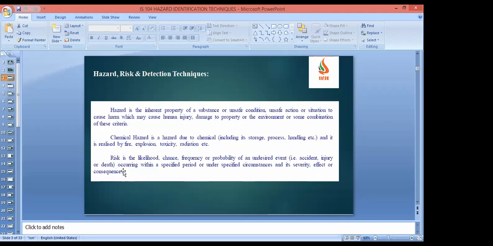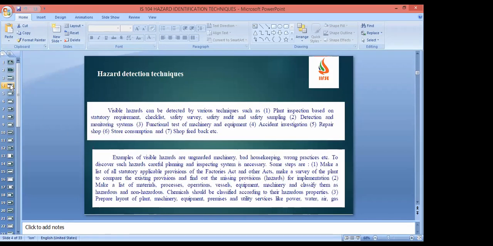And risk is the likelihood, chance, frequency, or probability of an undesired event. Risk means the likelihood, chance, frequency, or probability of an undesired event occurring within a specified period or under specified circumstances, and its severity. Simply, we can say risk equals probability times severity. That is about hazard and risk.